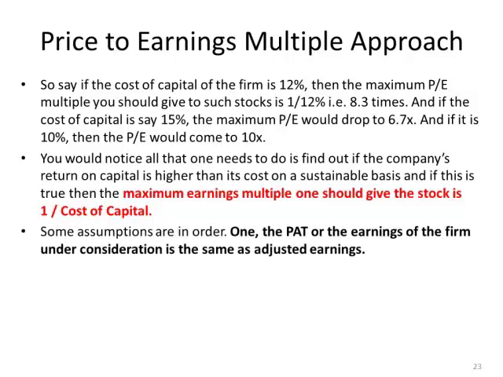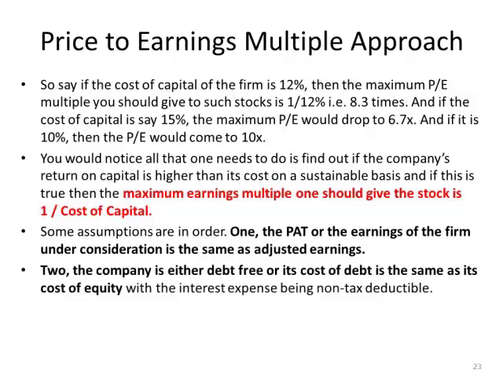So some assumptions we have to make in order for this to hold. The profit after tax, or the earnings of the firm, should be the same as the adjusted earnings, right? So earnings power value gave you adjusted earnings, and in this case, we've substituted profit after tax, or just earnings, with adjusted earnings.